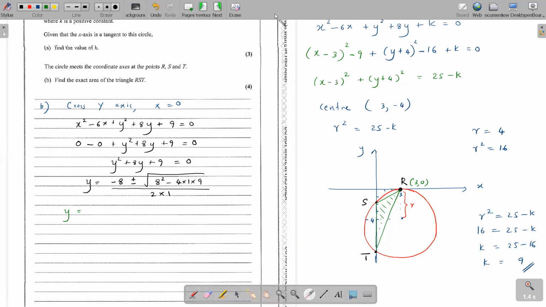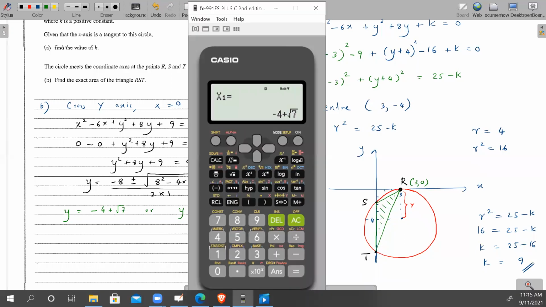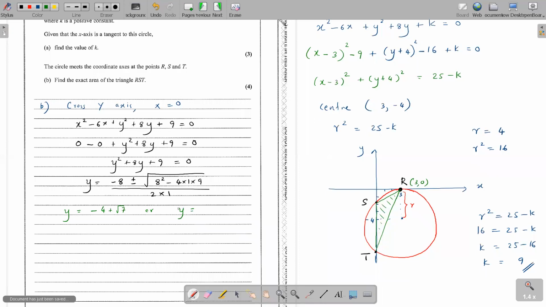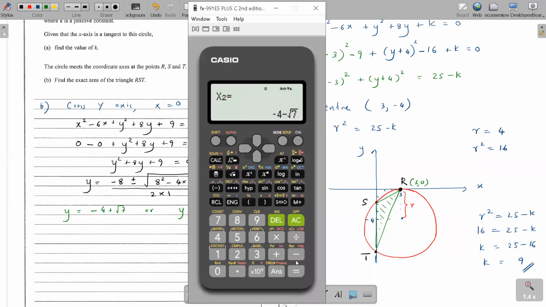So here the first answer is y equals minus 4 plus root 7. Or the other answer for y is minus 4 minus root 7. So these are the two y values. Minus 4 plus root 7 is a little larger, isn't it? It's minus 1.35. So with that we can identify which is which. S is larger, T is smaller. I can see minus 6.64.